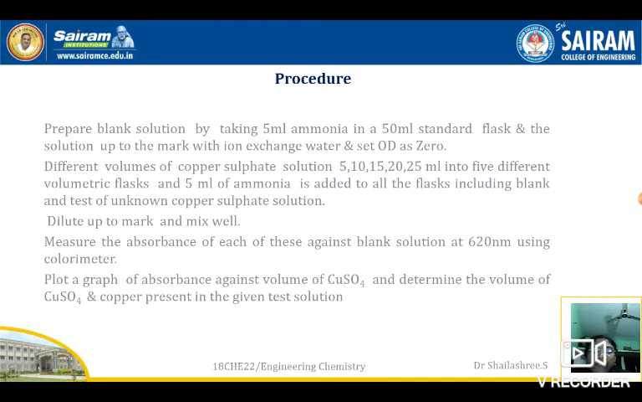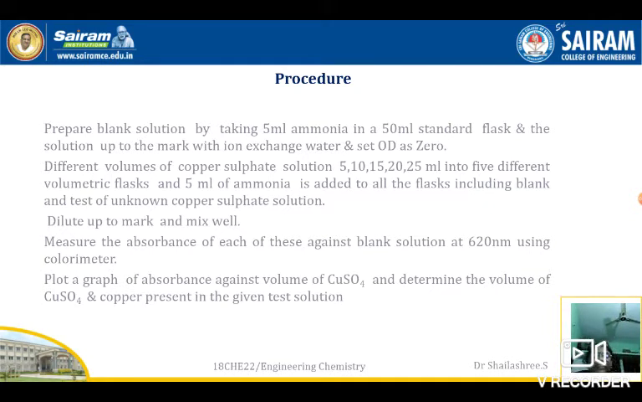Clear? Second step, you will be having 2 more flasks extra. Which are they? One is blank. Blank, name itself says nothing is there in that. And the second one is a test or unknown copper sulfate. Unknown copper sulfate means the volume is unknown to you because the examiner will give you some amount of copper sulfate. That is called unknown copper sulfate or test flask. So you are having totally 7 flasks now. Which are they? 5, 10, 15, 20, 25, one blank and one test.